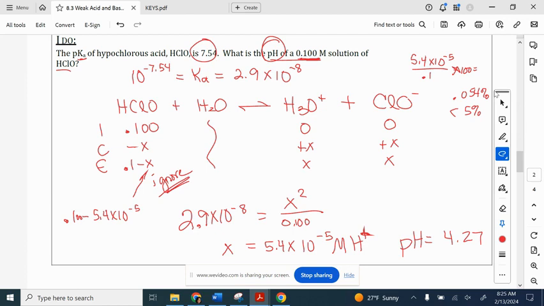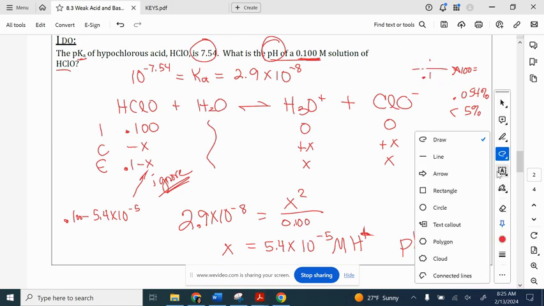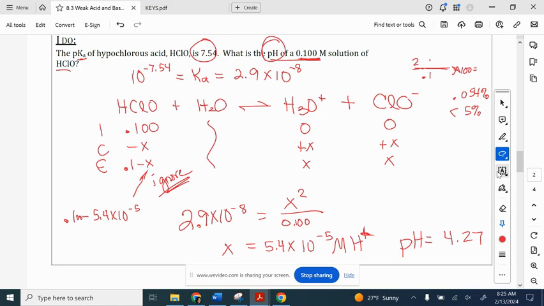Nope, you're not in calculate X. Wait a minute. You're right. I used the wrong value there. Oh, that was just the check. Okay. It's hard to switch back and forth between Word and this. Word is so much more friendly for doing this. Okay. 2.9 times 10 to the minus 8.